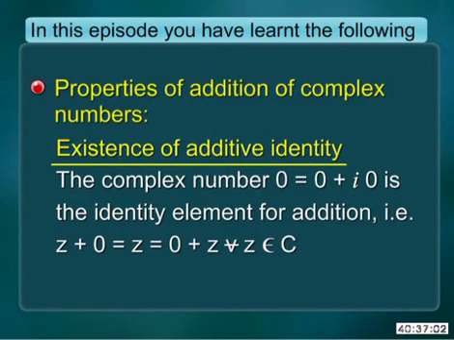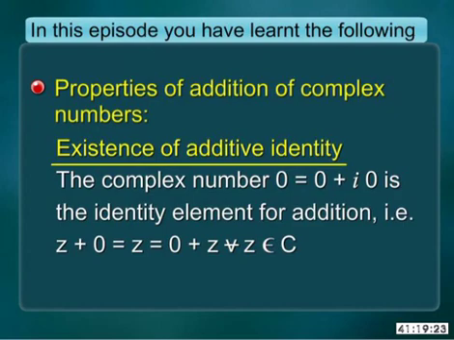Third property, existence of additive identity. It states that the complex number 0 equal to 0 plus iota 0 is the identity element for addition. That is, z plus 0 is equal to z, which is equal to 0 plus z for all z belonging to the set of complex numbers.